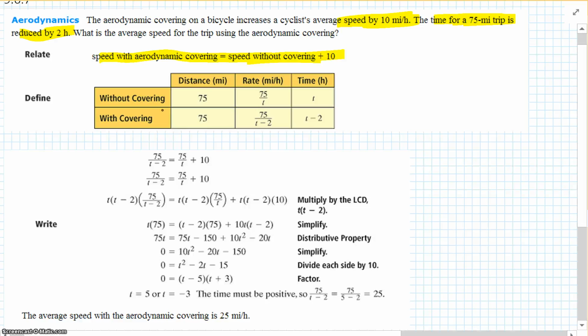So without the covering, our distance is 75 miles, our rate is 75 over t, our time is t. With the covering, our distance is still 75 miles, but we know our time's reduced by 2, so our time is t minus 2. So our rate is just distance divided by time, so 75 over t minus 2. So we have a rate with the covering.